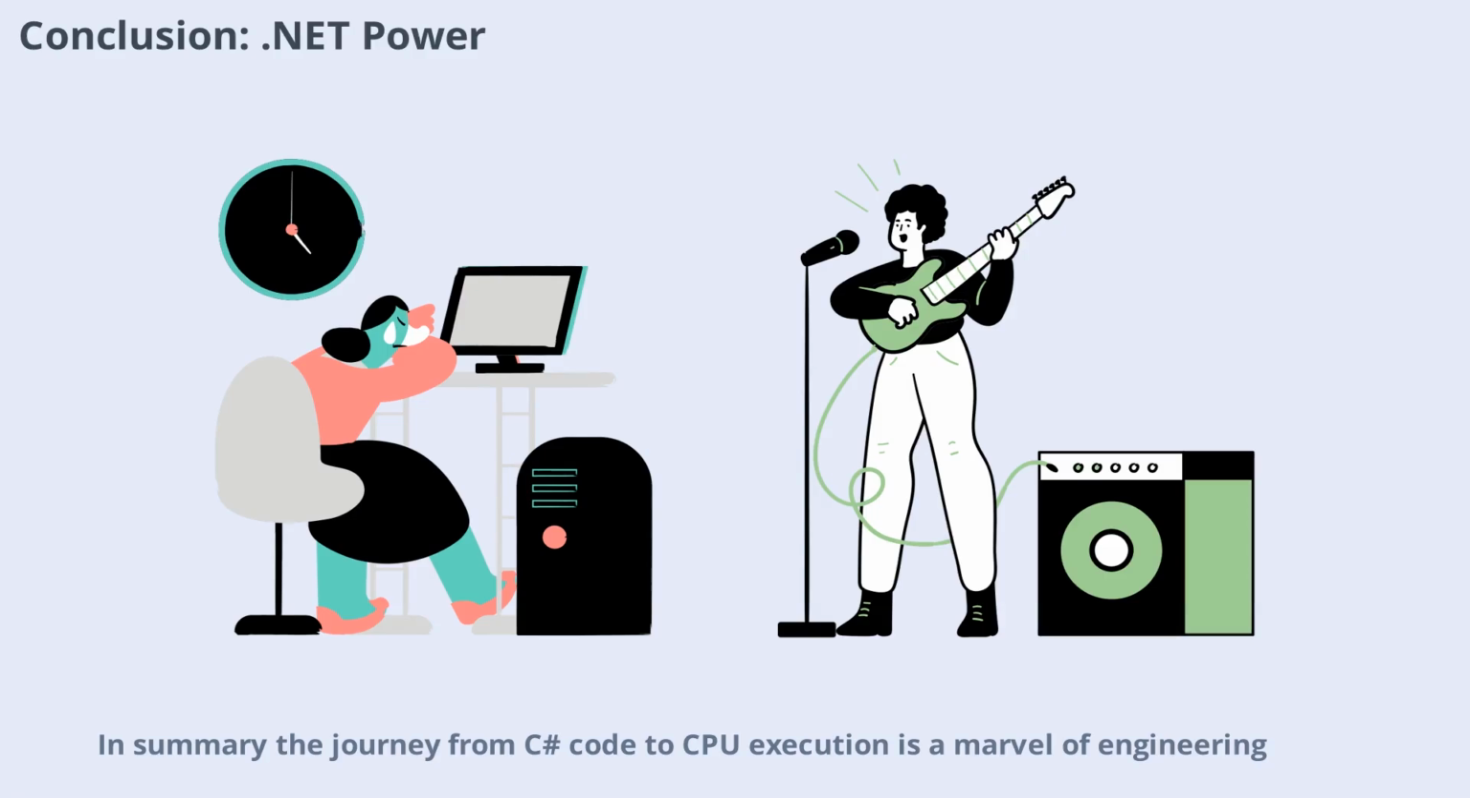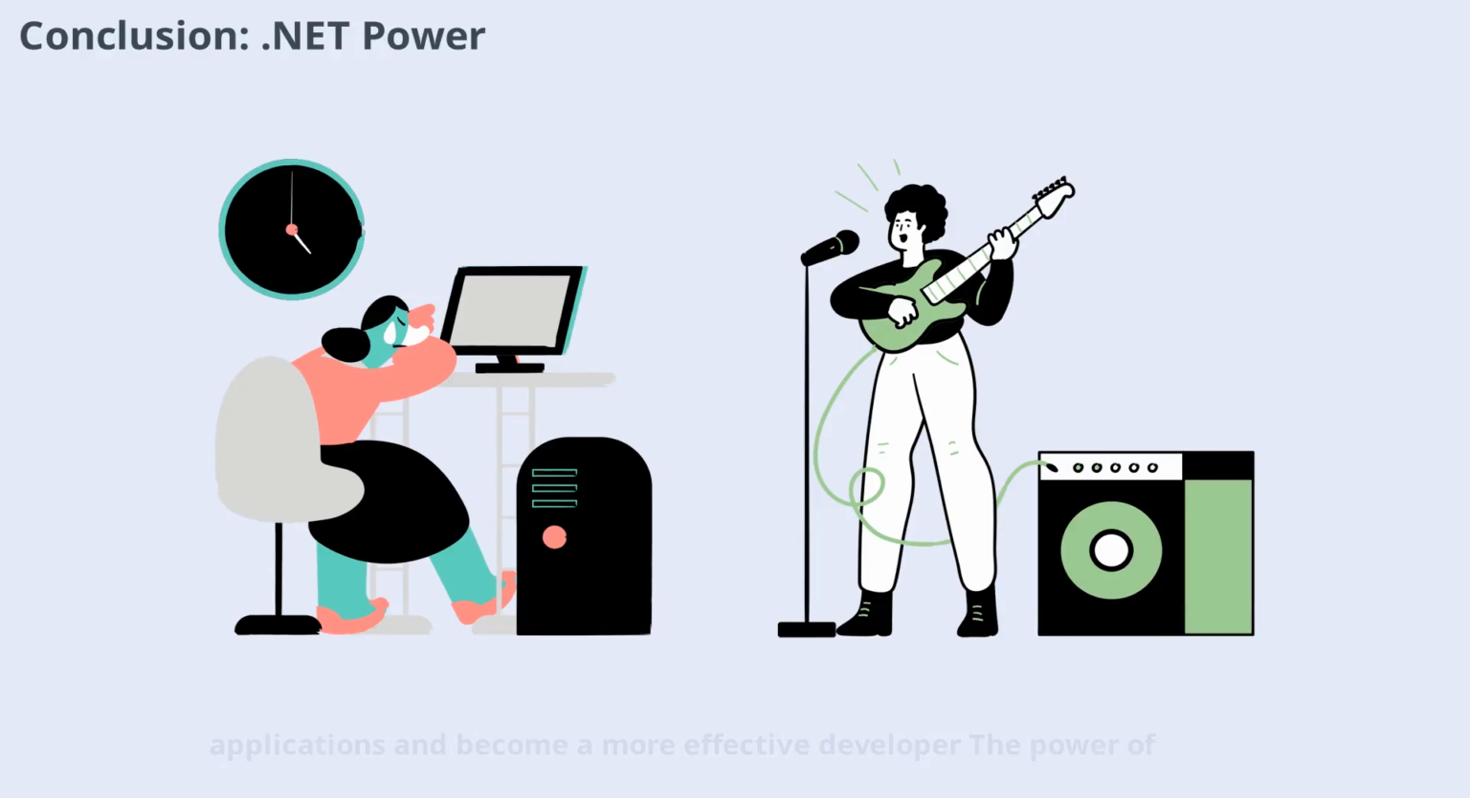Summary: the journey from C# code to CPU execution is a marvel of engineering. The .NET execution pipeline transforms your ideas into powerful, reliable software. By understanding compilation, runtime services, and native execution, you gain the tools to build better applications and become a more effective developer. The power of .NET lies in its managed environment, cross-platform flexibility, and robust runtime services. Embrace this knowledge and elevate your development skills.